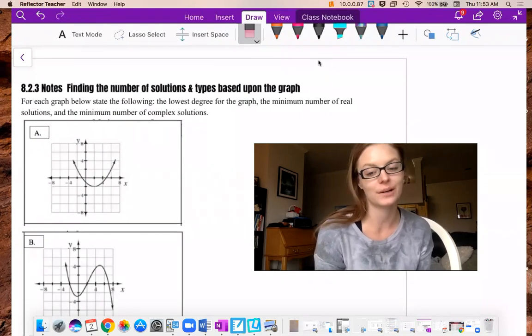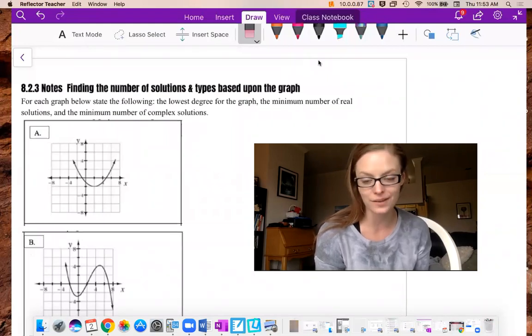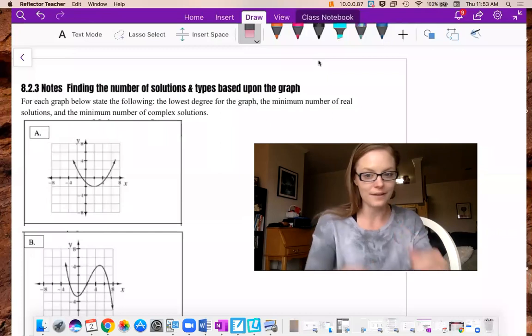So what we're going to do is work on solving polynomials and finding the number of solutions and the type of solutions based on their graph and the equations. So we're going to start with graphs.